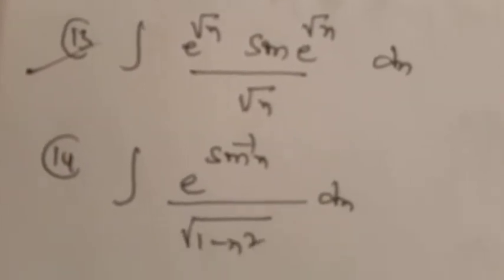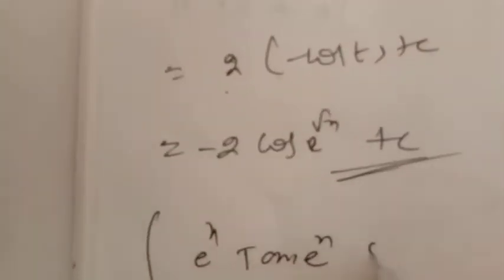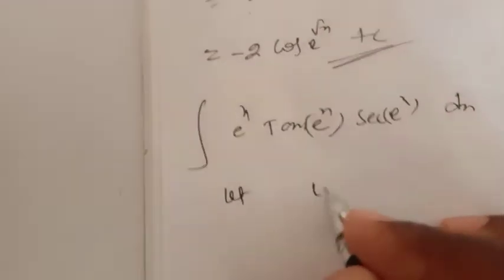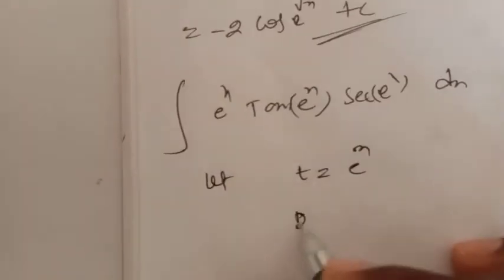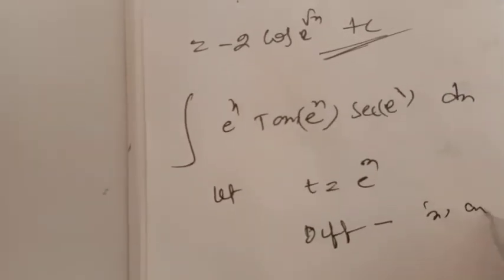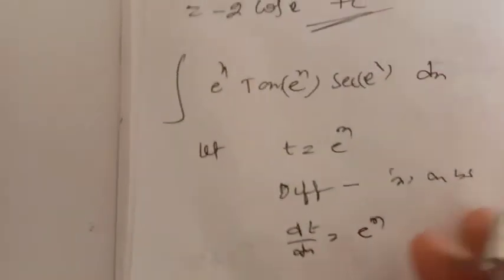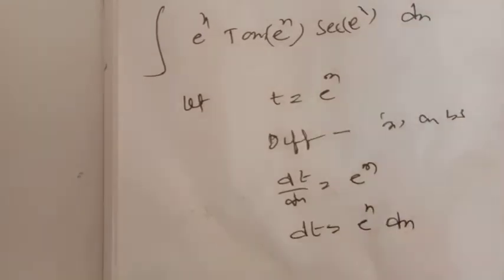And let us take the next problem. Fifteenth one: integral e power x into tan e power x into sec e power x into dx. Let t equal to e power x, then differentiating with respect to x on both sides, we have dt by dx equal to d by dx of e power x, which equals e power x, then dt equals e power x into dx.